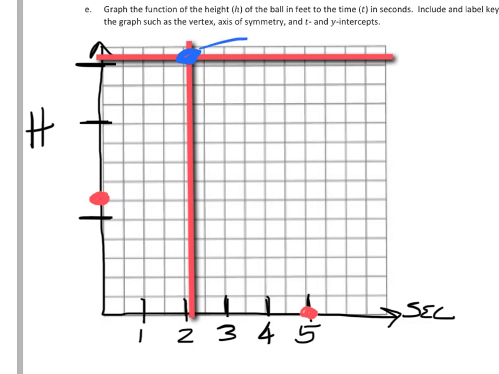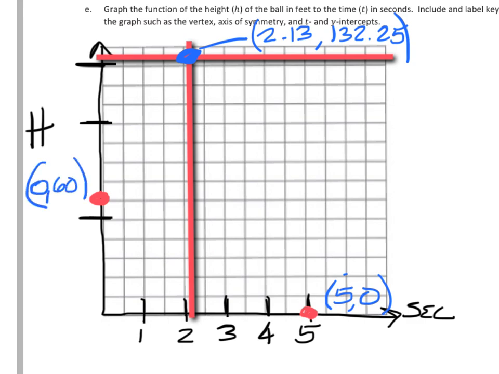And you should label these off accordingly. That's 2.13 and then 132.25. Down here is 5, 0. Put them in parentheses. Over here is 0, 60. Now we should have enough to come up with some kind of a graph for this. So the ball is thrown, comes back down, goes through there.